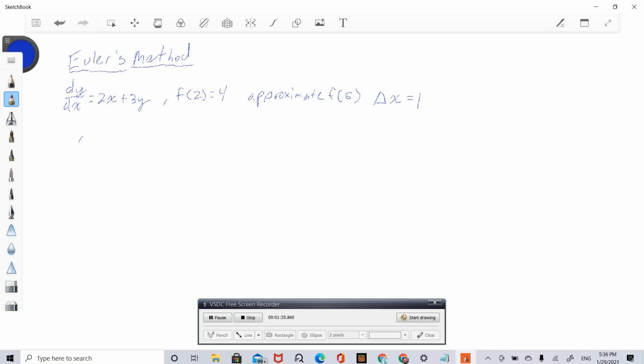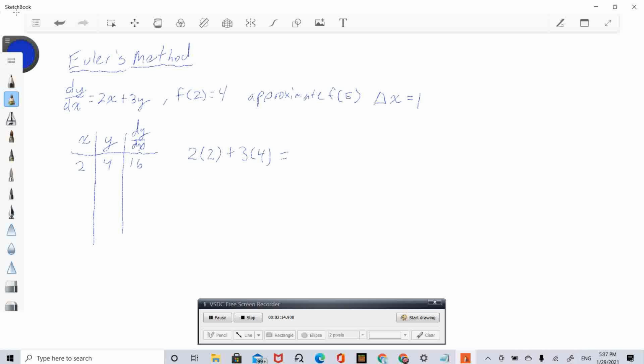So let's set up a table of values of x, y, and dy/dx. And we have this given value of at x equals 2, y equals 4. So let's plug in values here to determine what the slope is at that point. So it's 2 times 2 plus 3 times 4, which is equal to 4 plus 12, which is equal to 16.